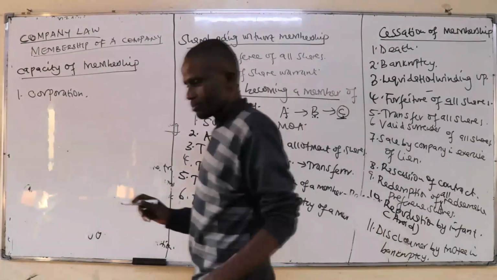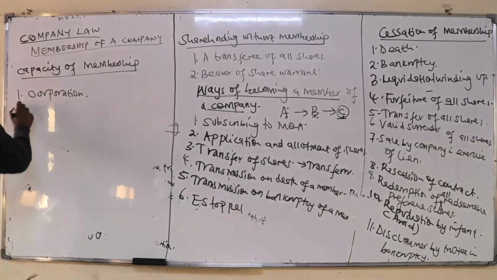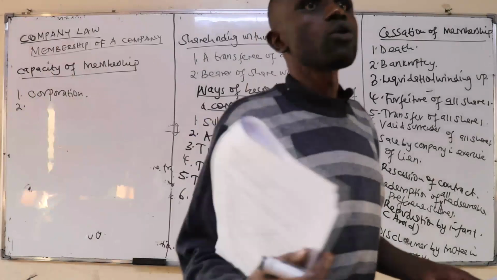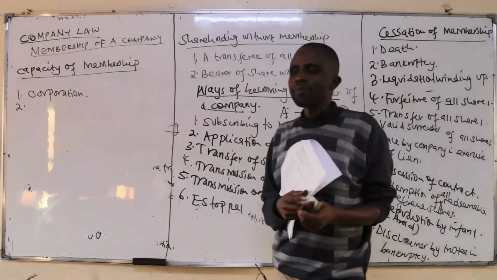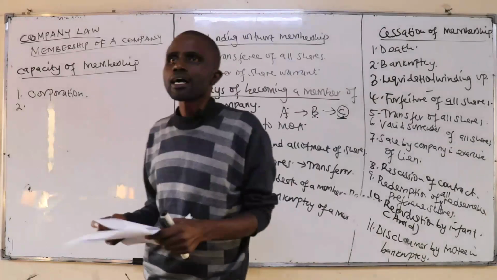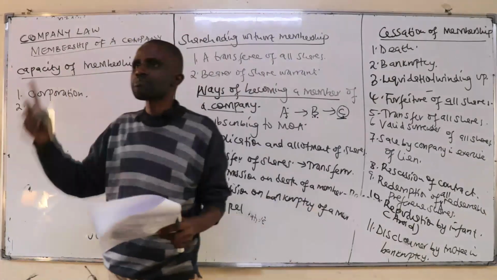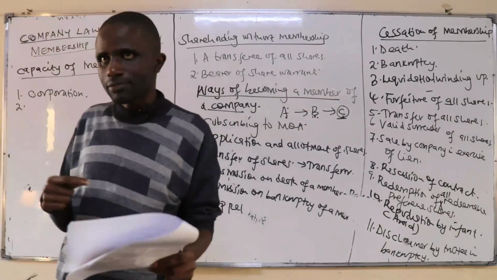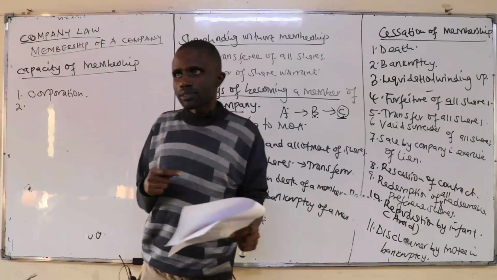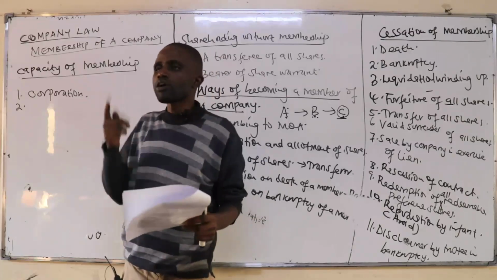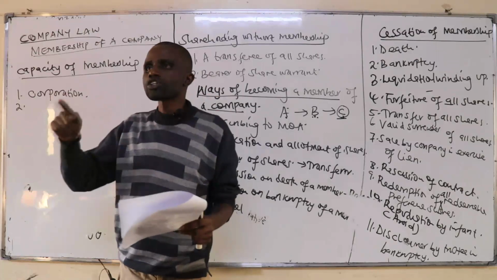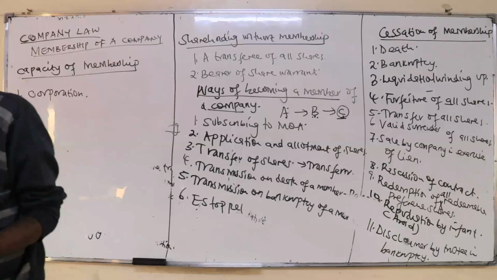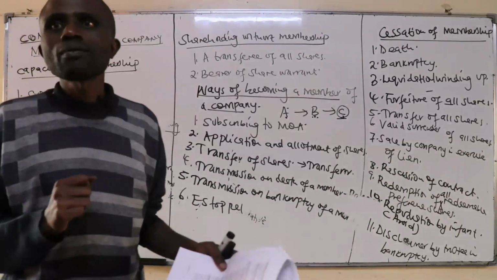Now, a corporation, we said it can become a member, and you give an example: a holding company is a member of the subsidiary company. But a company cannot be a member of itself. You cannot become a member to yourself because a company cannot purchase its own shares. Exceptions to that rule.